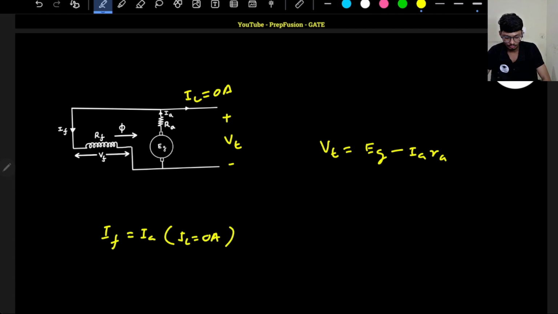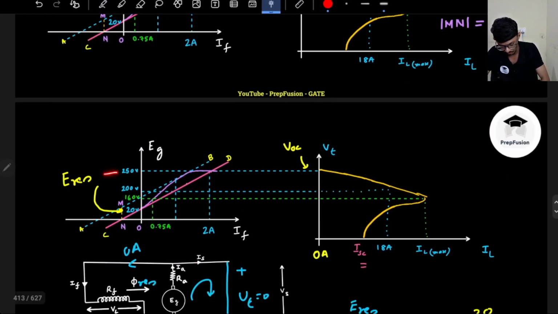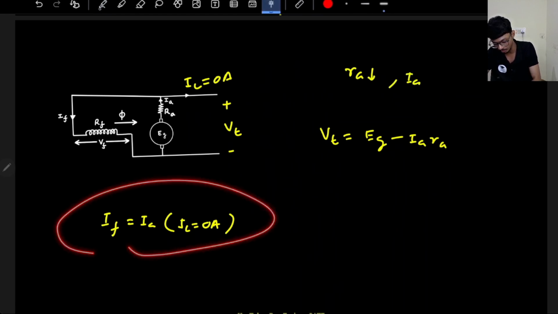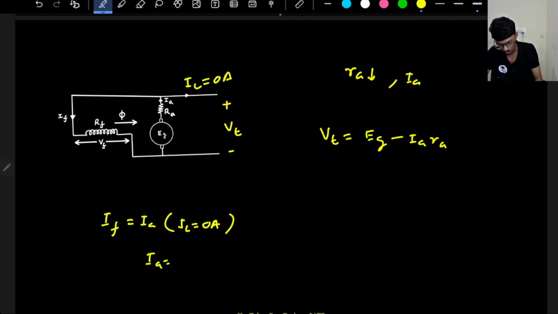So although VT and EG will not be exactly equal, you can observe that in the graph they are equal. How is it possible? Basically, we already know that RA is generally a very low value. And IA in this open circuit condition is very low. What is the IA value here? IA is 2 amperes, right? So if IA is 2 amperes, IA is also low. That means my IARA will be very low, negligible.